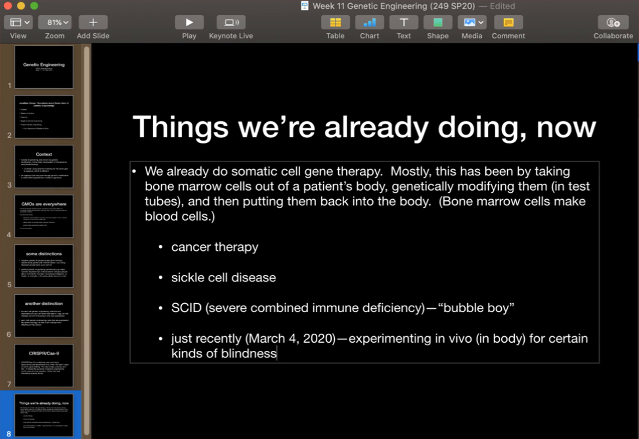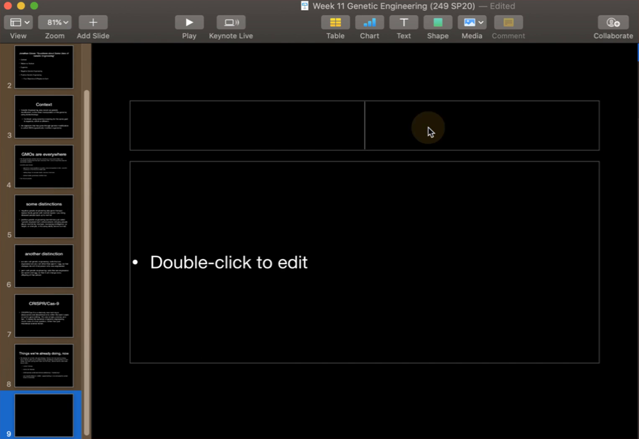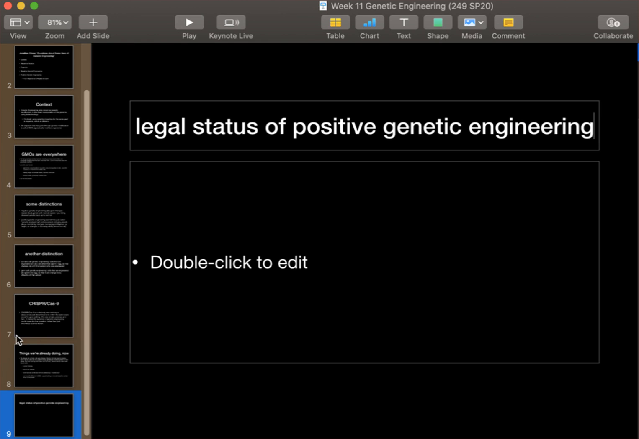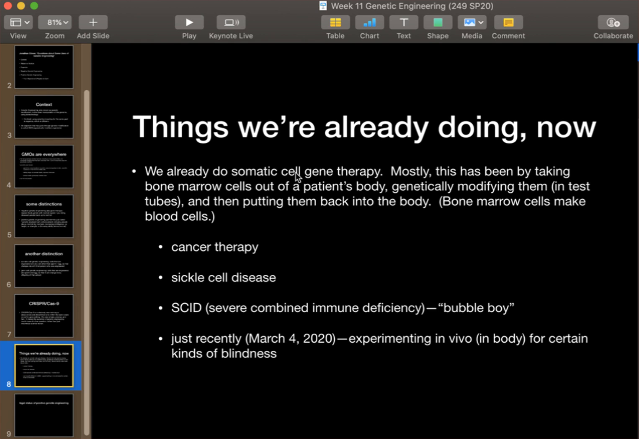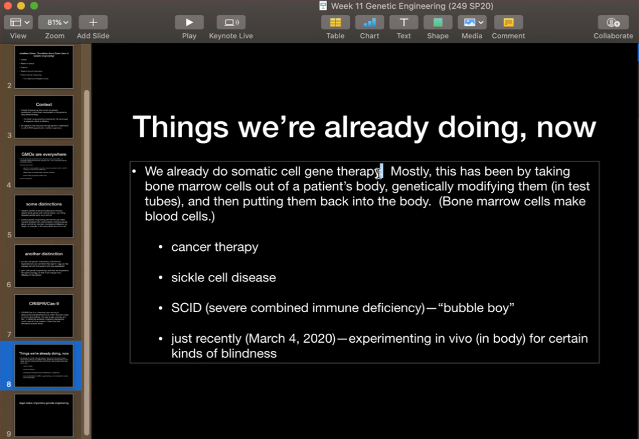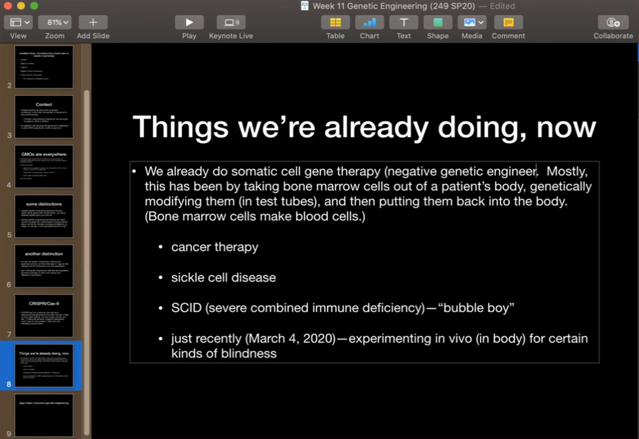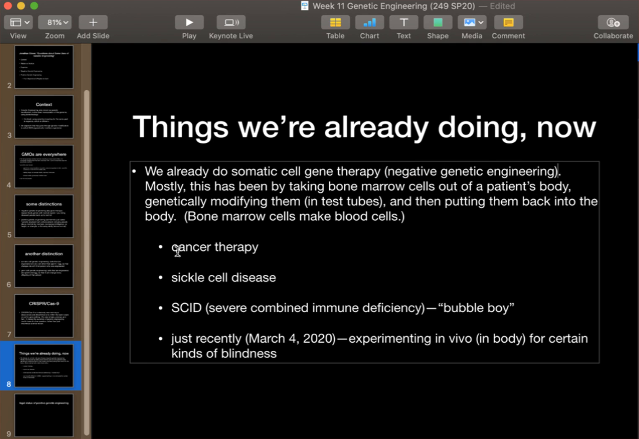Let me talk a little bit about positive genetic engineering, or at least the legal status of positive genetic engineering. What I talked about in the previous slide, things we're already doing now, are all somatic cell gene therapy, aka maybe I should have said negative genetic engineering. These are all examples of curing some deficit, of bringing you up to normal from something below normal.